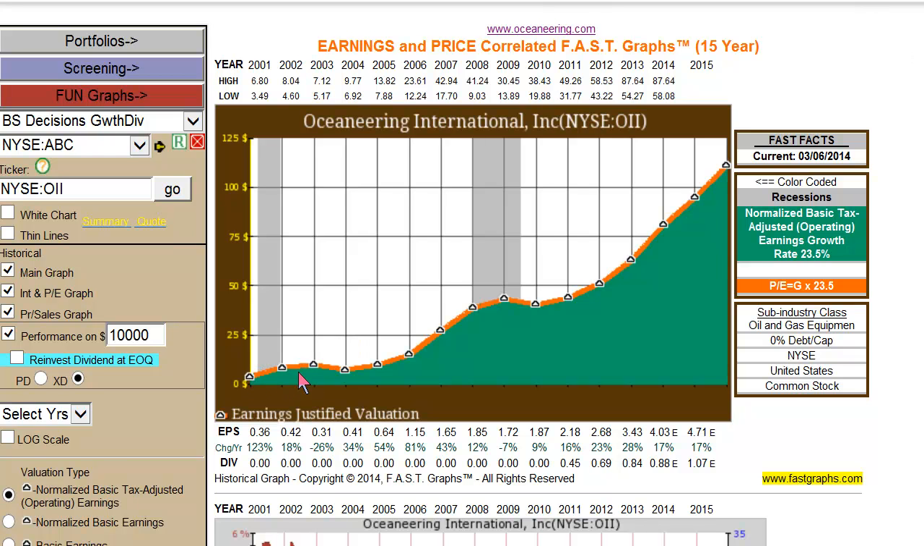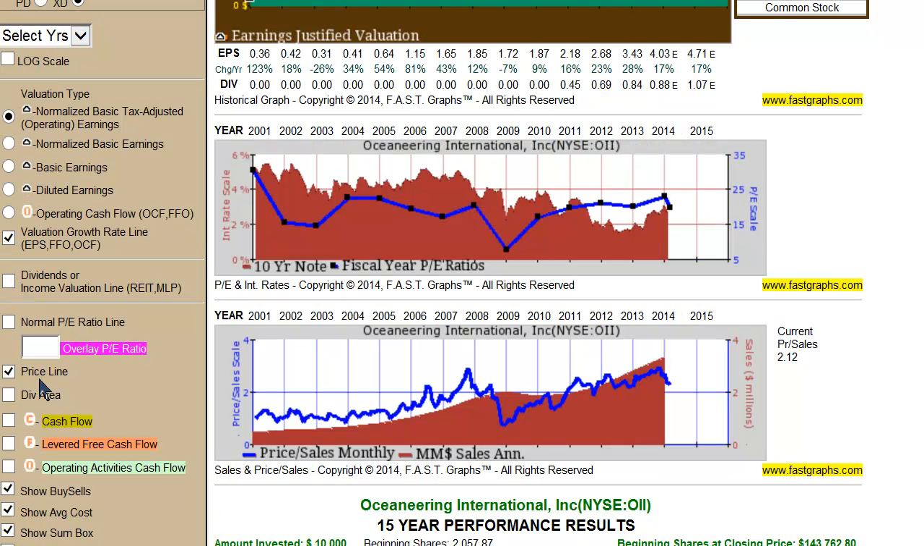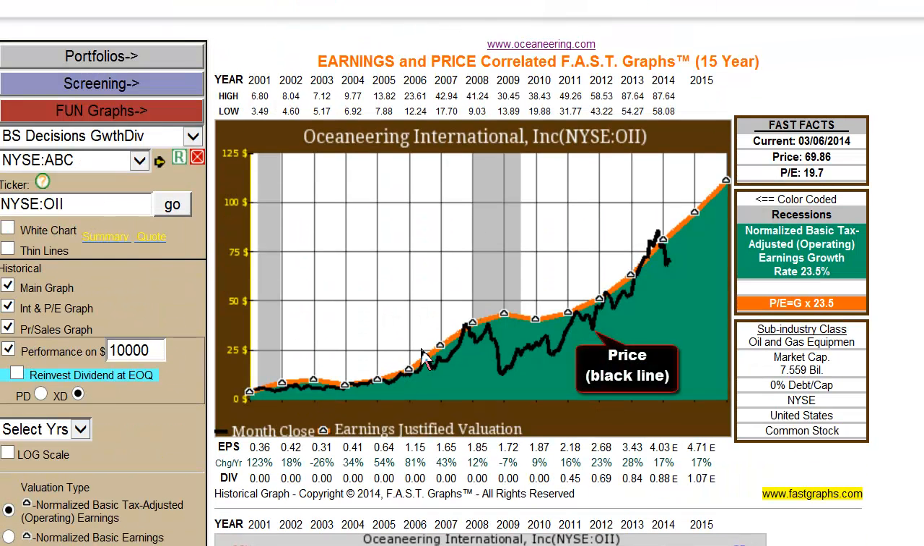With this first iteration, I have earnings only plotted on Oceaneering International for the past 15 calendar years, which include 2 years of estimates. Next, I will add monthly closing stock prices, which will be a black line, by simply checking the price line box to illustrate how the FAST graphs demonstrates and proves the earnings and price relationship and correlation. With a lot of short-term volatility in between, in the long run, stock price follows earnings.